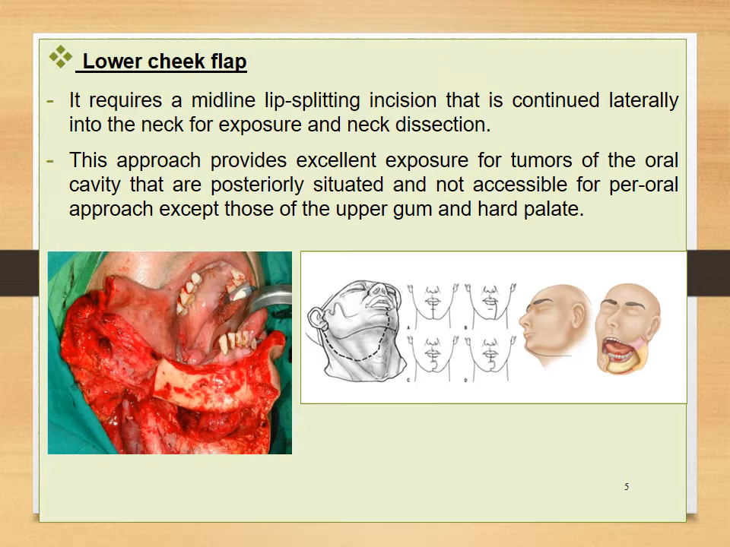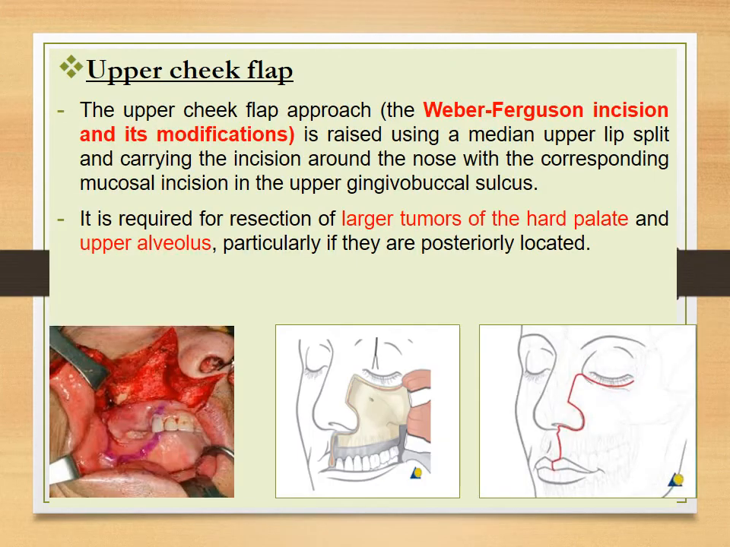You are required, from fifth year, to know just the headlines. The other approach for the resection of the tumor is called the upper cheek flap. This is the clinical picture for the upper cheek flap, and this is a diagram to demonstrate the outline of the incision. The upper cheek flap is also called Weber-Ferguson, a famous technique; surgeons always say Ferguson incision. The upper cheek flap approach is the Weber-Ferguson incision and its modifications.